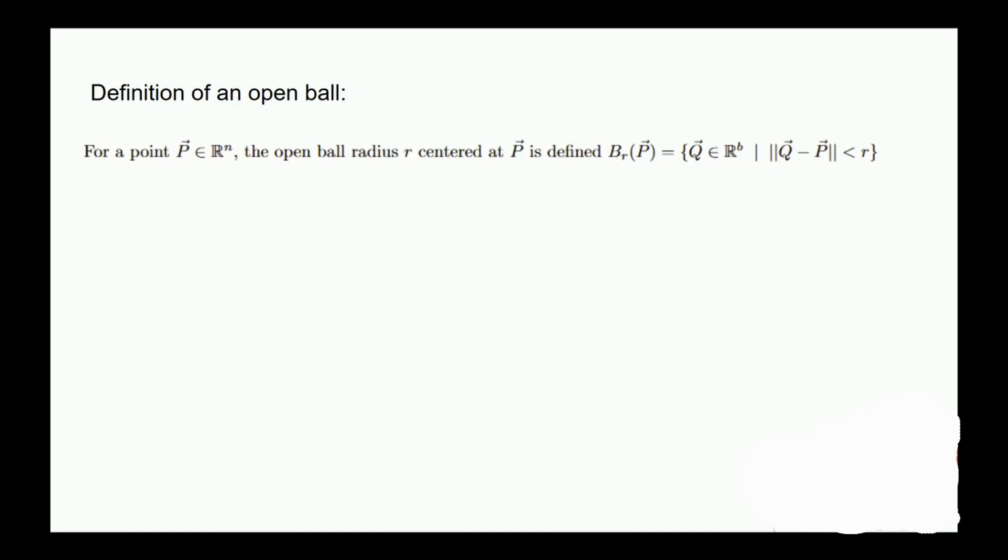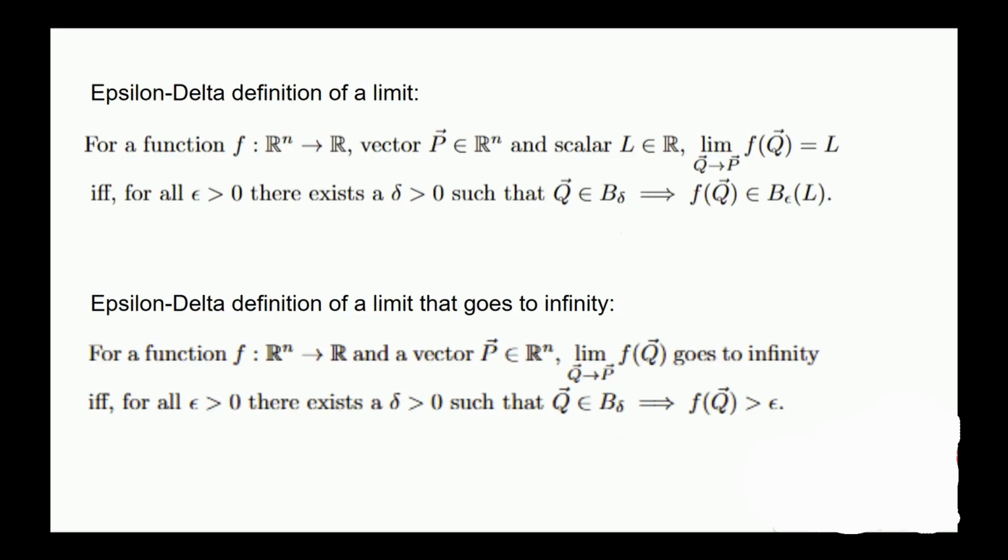Recall that in Rn, an open ball of radius r about some point P, B sub r of P, is just the set of all points whose distance away from P is less than r. So it's a sphere of radius r centered at P whose edges are not included as part of the set. The reason this matters is it gives us a more rigorous definition of a limit.